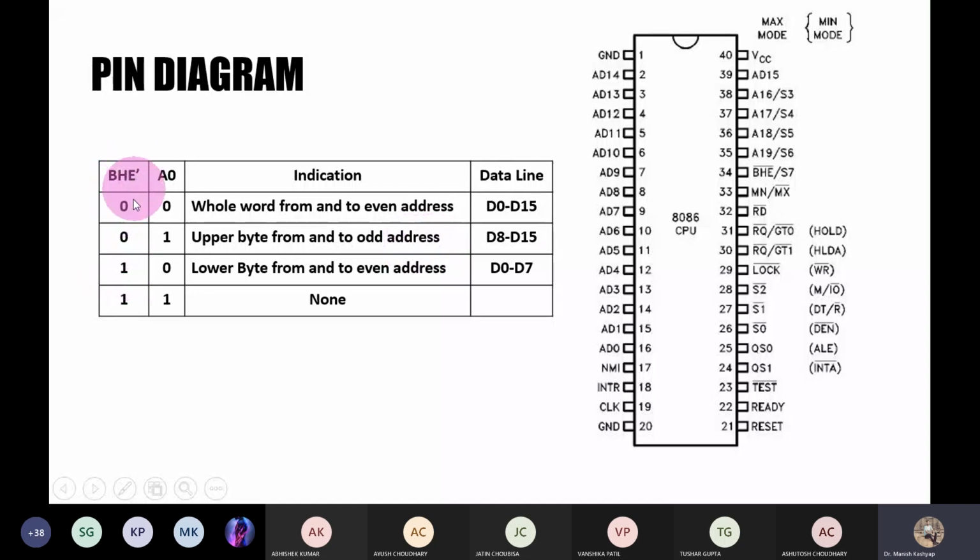Similarly, for this case, BHE bar is equal to 1, so BHE becomes 0, and the address is even. In this case, the lower byte from and to the even address will be read. And in one case, there will be no operation. So you can see that in combination, BHE bar and A0 will tell you how many bytes to read and from which address to read them. If both of them are 0, only in that case the word will be read; otherwise bytes will be read, right? This is because in the external memory the addressing happens in two ways.